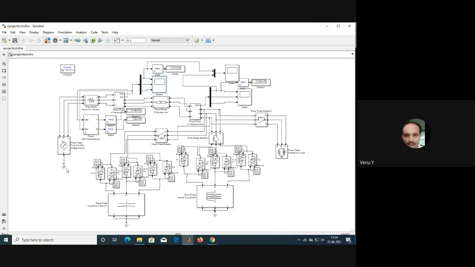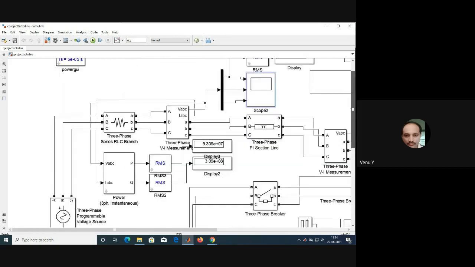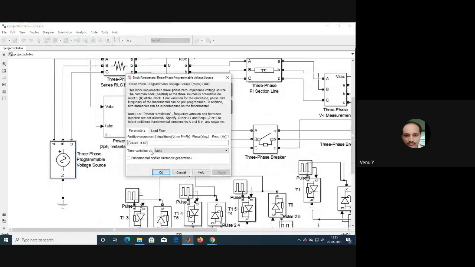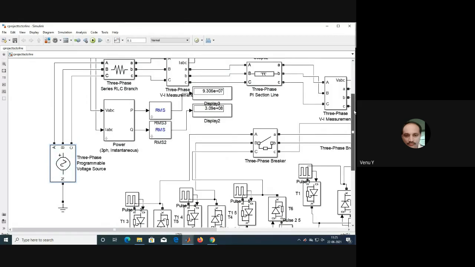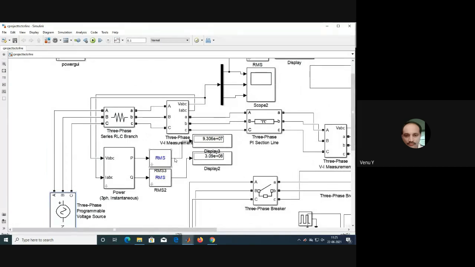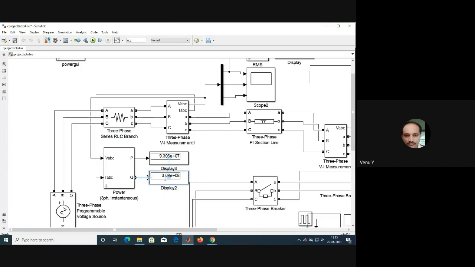So let us look at this figure. This is the three-phase programmable source of 381 kV line to line voltage. So 230 kV is the phase voltage, and in load flow it is the swing bus, reference bus. This is the RMS, may not be required. You can also directly measure. In fact, power is an average value. If you measure with RMS block, you need to divide by 1.1.